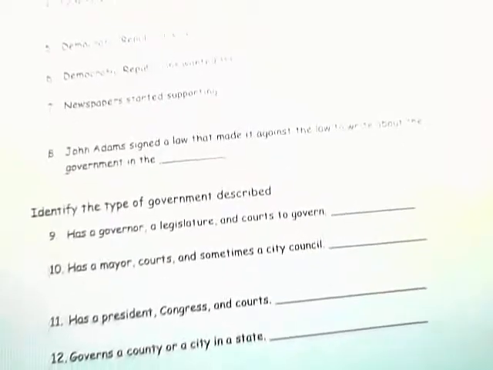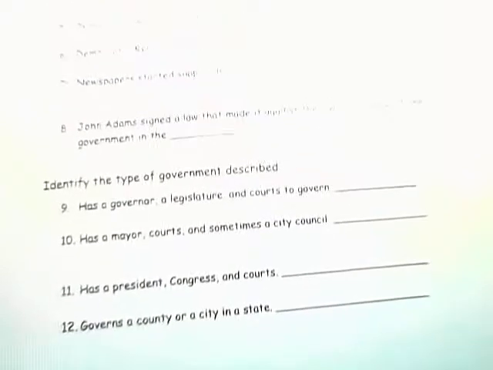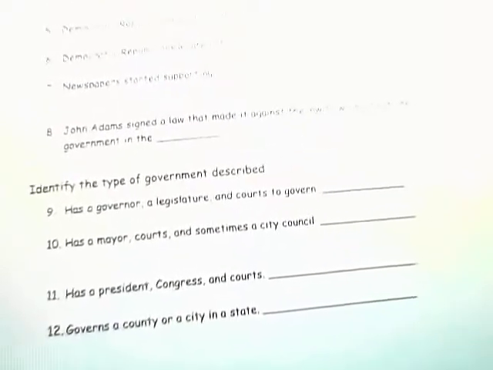Now, numbers 9, 10, 11, and 12. This is where you get into the types of government that we talked about. Number 9, it has a governor, a legislature, and courts to govern it. What type of government is that? The national government, the state government, or the local government?